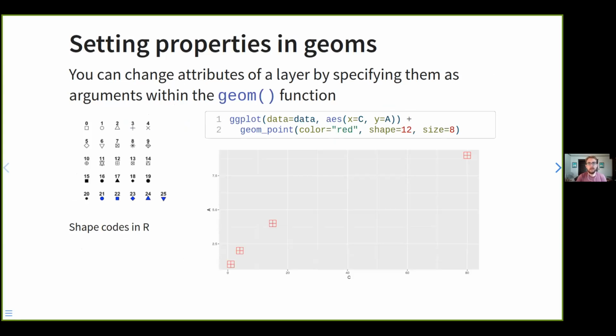Okay, so setting properties in geoms. You can change the attributes of a particular geometric object or geom layer by simply putting in what we call arguments into the function. So this is done by saying I want the attribute color to equal red, and that will change all of my points to be red. At the same time, I can do the same thing with shape. In R, there's a list of possible shapes for points, and number 12 here you can see is a kind of boxy thing. I've changed it to that as opposed to just a regular dot. And I've made the size a little bit bigger. And so you can see here in this plot that every dot has become red, is a box thing, and becomes a little bit larger.